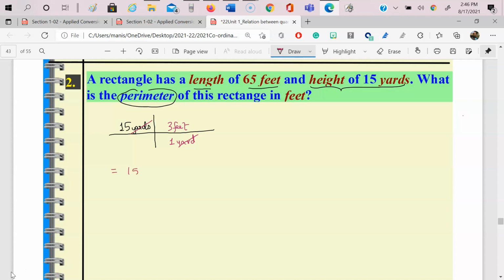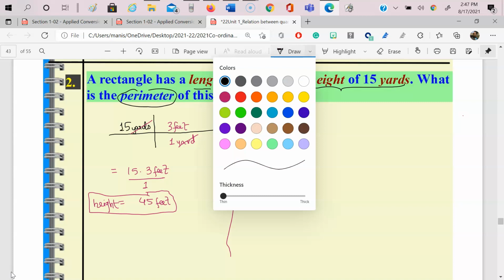So now what is my next step? My next step is 15 times 3 feet divided by 1. Divided by 1 does not mean anything. So this is your 45 feet. I'll write it over here, height. This is telling me that 15 yards is equal to 45 feet. Now the question says find the perimeter of this rectangle in feet. So let's proceed to the next part of this question.